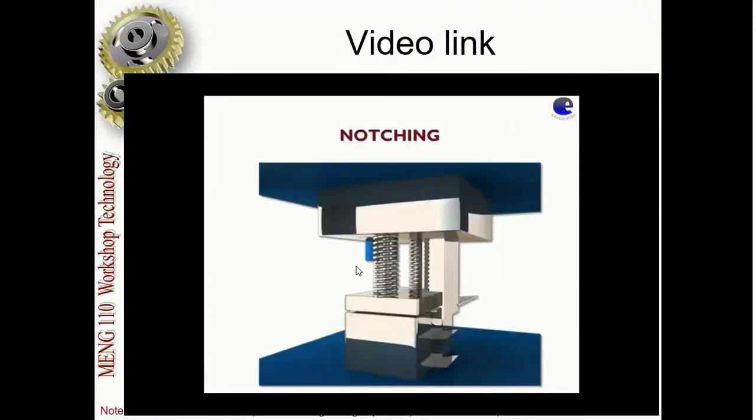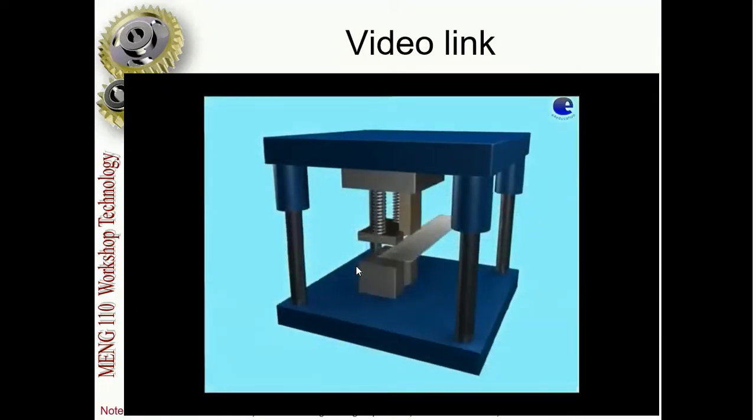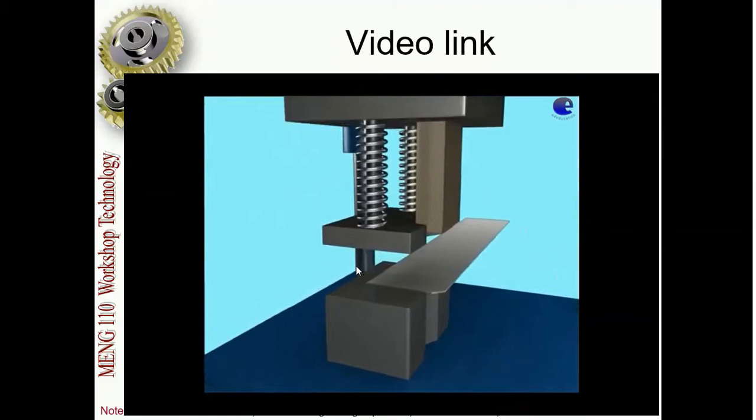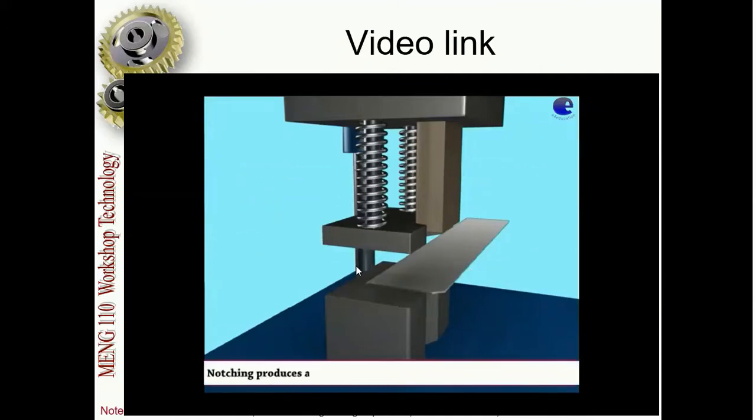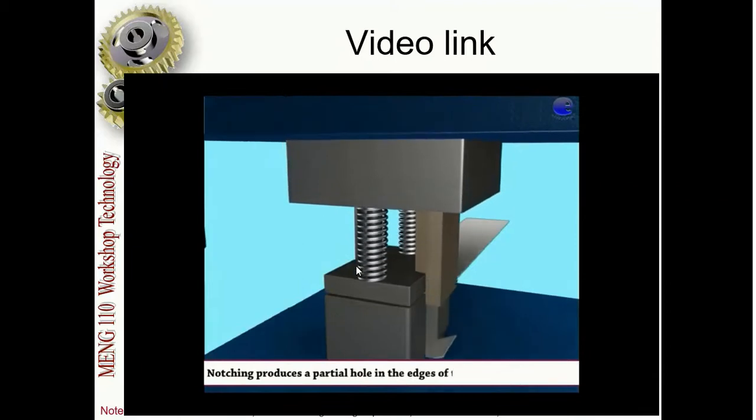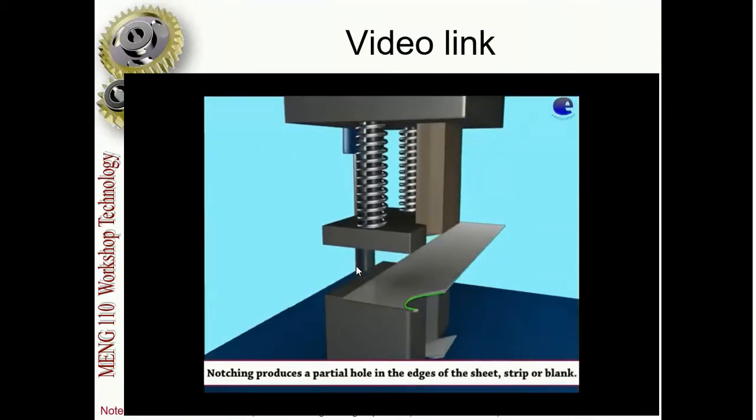Now there's one more operation, notching. It is similar to punching, except in punching we are working in between. In notching we'll be working on the edges and the corners. We'll be cutting the metal from the edges, not from between. See, below is the die, above that the stripper, and the punch will come down and cut the metal. See, the punch is coming down and cutting the metal. So the cut part is the waste.